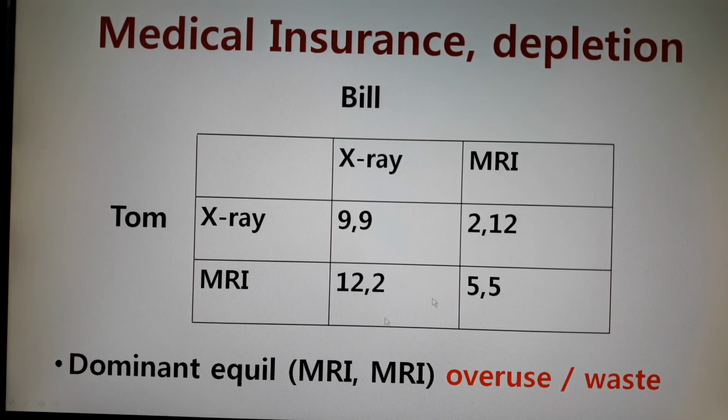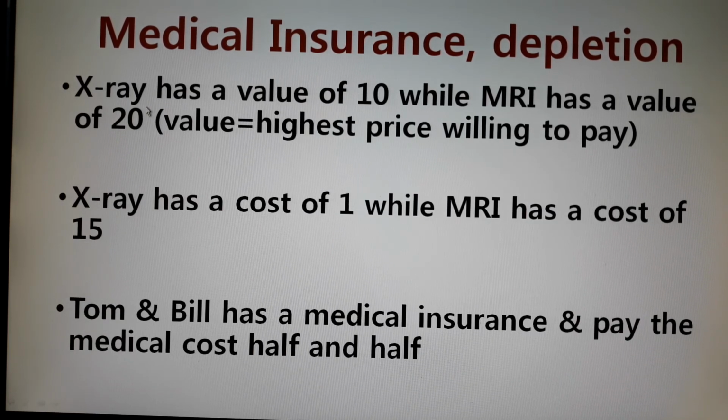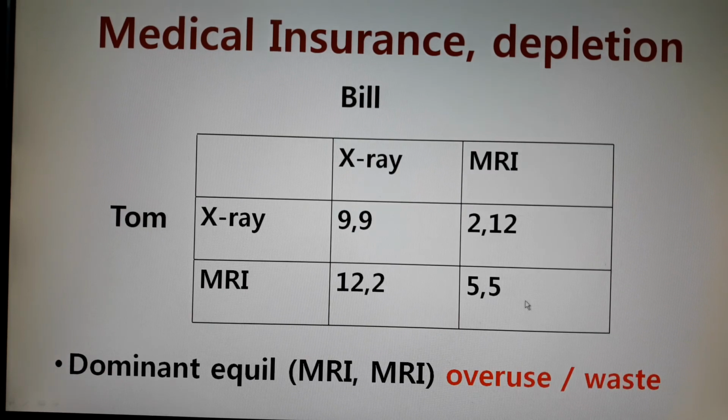What about MRI? The MRI cost is 15. So when Bill uses MRI, he pays 7.5, and Tom pays 7.5 for Bill. Likewise for Tom. Both use it, so 7.5 and 7.5. Bill pays 15 for the medical cost, and Tom pays 15 for the medical cost. And the value of MRI, we assume, is 20. So 20 minus 15 is 5 and 5.